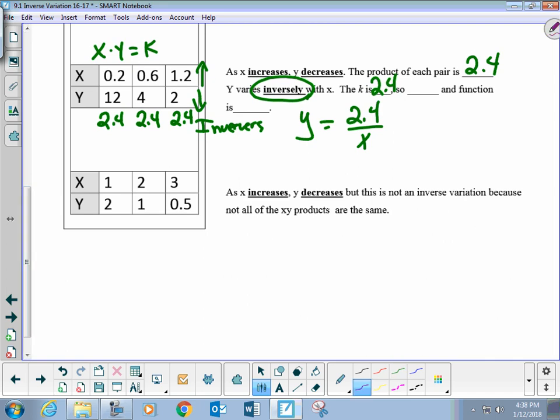All right, let's look at the third example. x is increasing, y is decreasing. This may be inverse variation. Let's check out x times y. I need to know that x times y is a constant. 1 times 2, I get 2. 2 times 1, I get 2. 3 times 0.5 is 1.5.